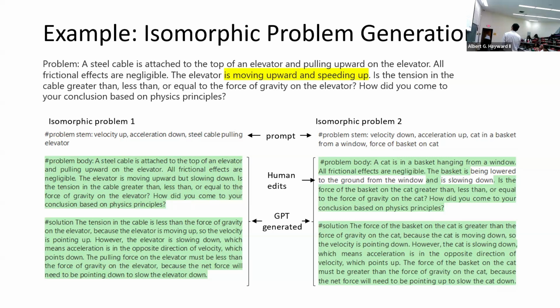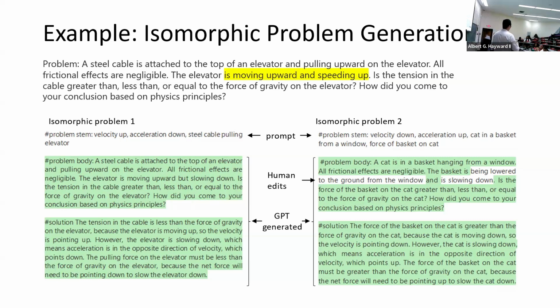It doesn't always work. Sometimes it makes mistakes, but you can change it. So, for example, I wanted to rewrite the steel cable attached to the top of an elevator problem into a force of a basket on a cat. All right, a cat in a basket hanging from a window. GPT is actually very good at changing those contexts.